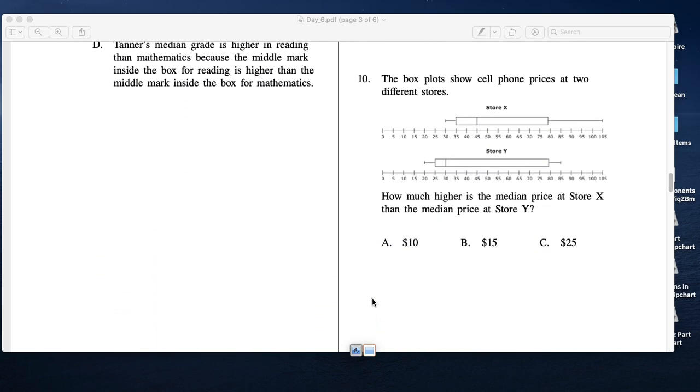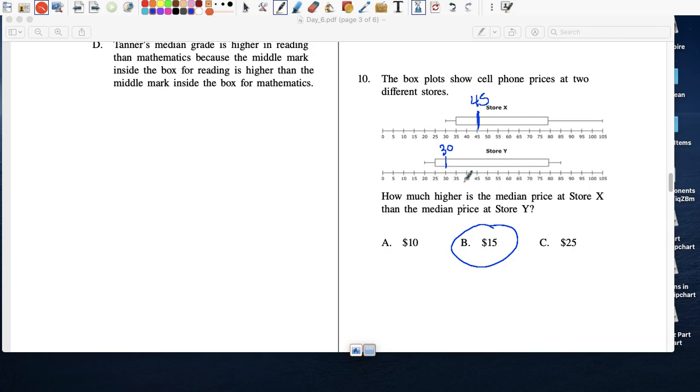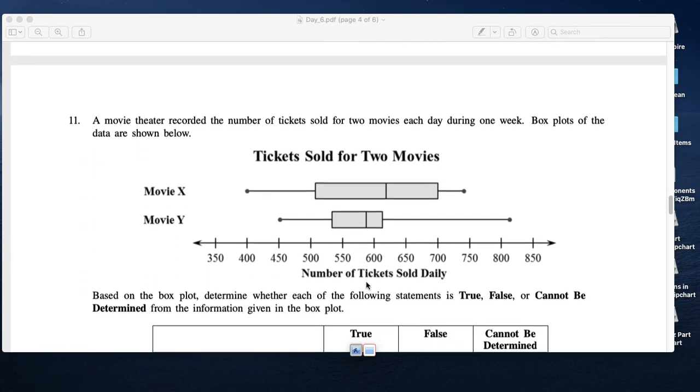10, the box plots show cell phone prices at 2 different stores. How much higher is the median price at store X than the median price at store Y? So in store X, the median, the number in the middle, is 45. In store Y, the median, look at this, is 30. So how much higher is it? Well, 45 minus 30, 15. All right, nothing to be afraid of, it's just data.